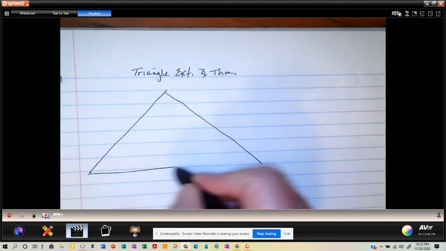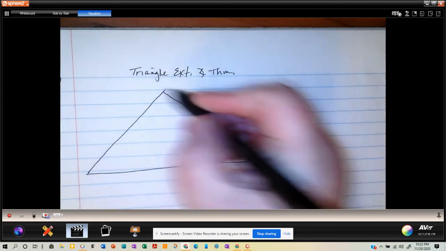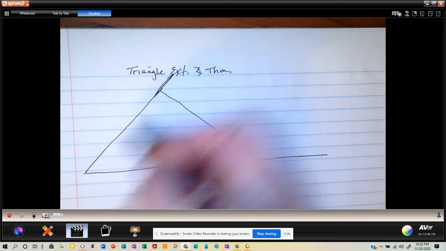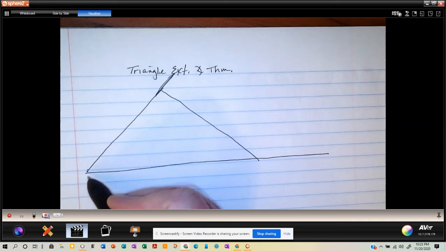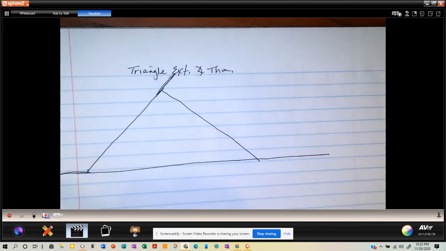Draw a triangle, pretty big one, so you can write in it. And then draw on the base and on the top, extend the bases so that it kind of looks like a pinwheel. Kind of like that. I should have drawn this one down, but I didn't.